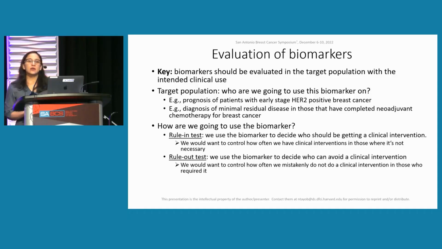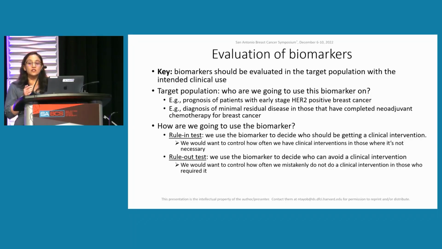We also need to think about how we're going to use the biomarker, and that's where understanding what's the current clinical practice becomes very important. How is this biomarker going to change our current clinical practice? So, for example, if the current practice is that for a particular intervention, no one is getting the clinical intervention, we are thinking about a biomarker that will then be used to define a rule-in test. We want to know who should be getting a clinical intervention that they're not currently getting.